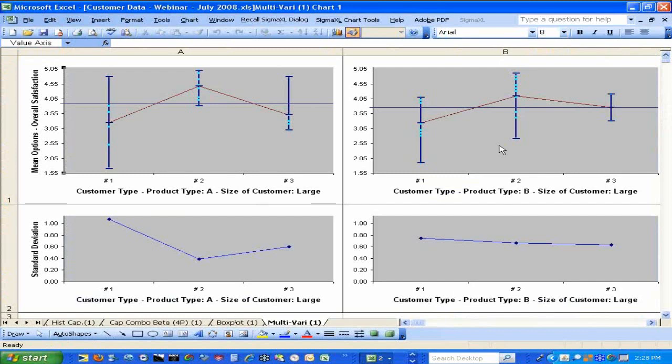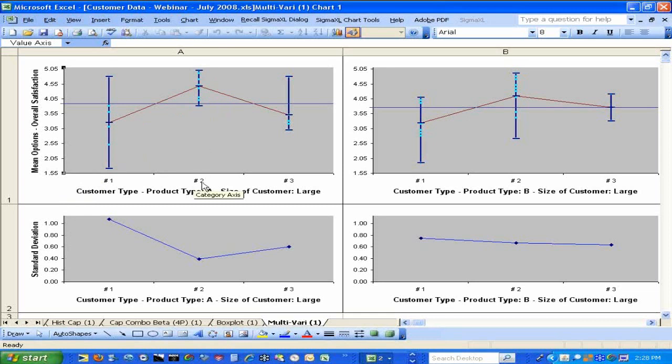And it's a little difficult to interpret at first if you're not familiar with multi-vari charts. The vertical axis is the overall satisfaction. This is the minimum of the data. This is the maximum. And the blue points correspond to the individual values. Again, clearly we see customer type 2 with a higher level of satisfaction. In this case, for this combination, not only is there a higher level of satisfaction, but there's less variability.